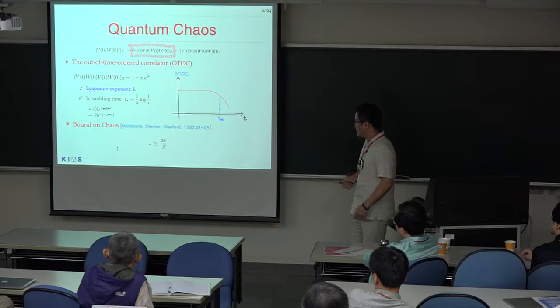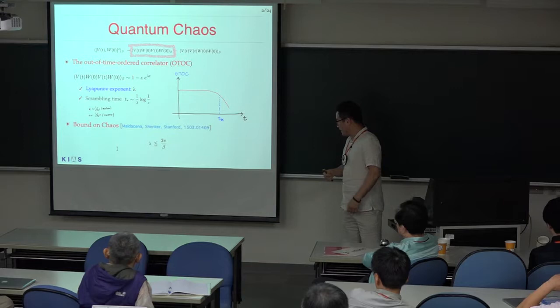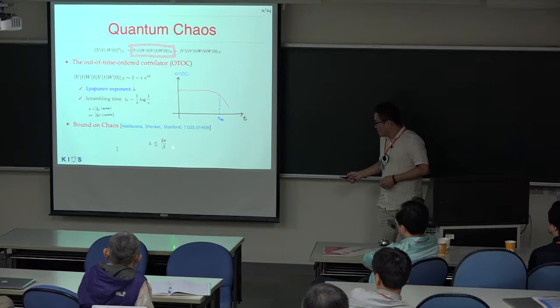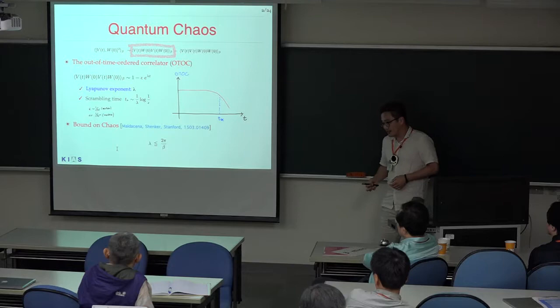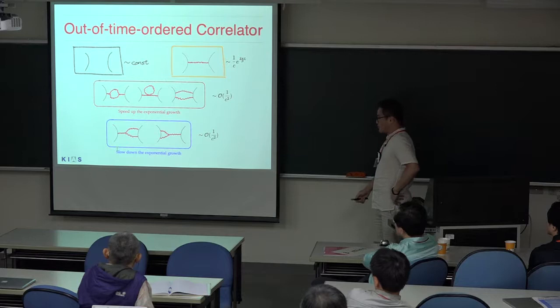Maldacena, Shenker, and Stanford found that this Lyapunov exponent is bounded by 2π over β. So when we say a maximally chaotic model, it is a model which saturates this bound. For example, black holes are known to be maximally chaotic, and the SYK model also saturates it. So how do we calculate this out-of-time-order correlator?